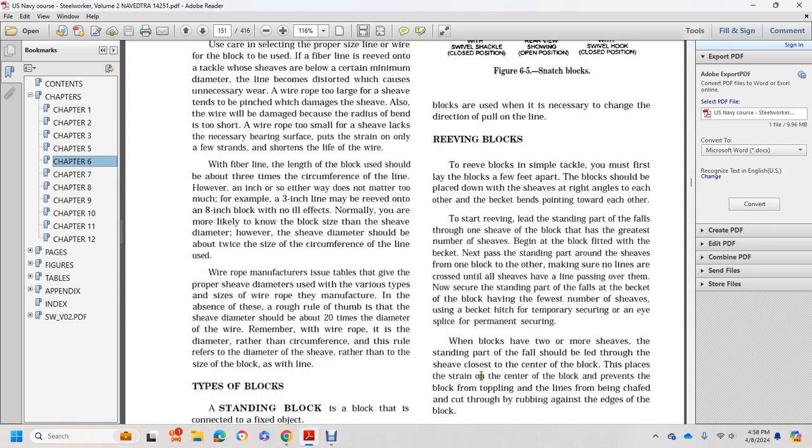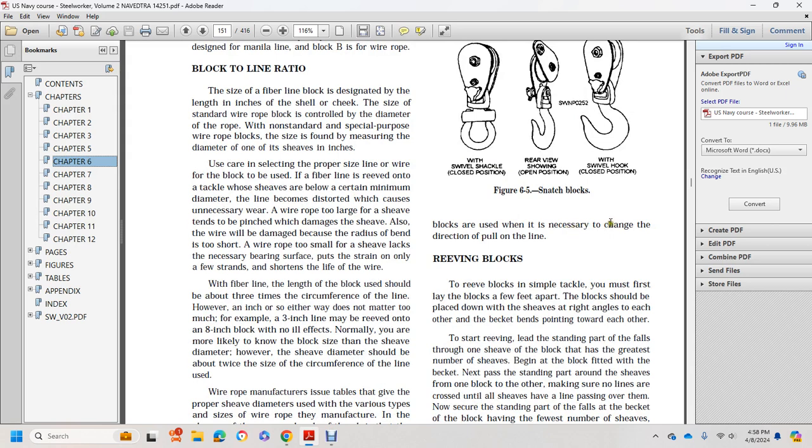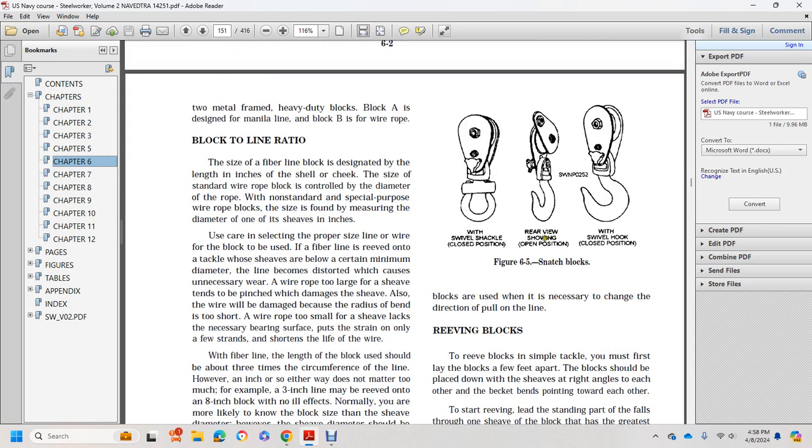Threading the end of the block. Snatch blocks are also used when necessary to change the direction of the pull of the line. Figure 6.5 shows snatch blocks with swivel: shackle, closed position, rear view showing open position, and with swivel hook, closed position.